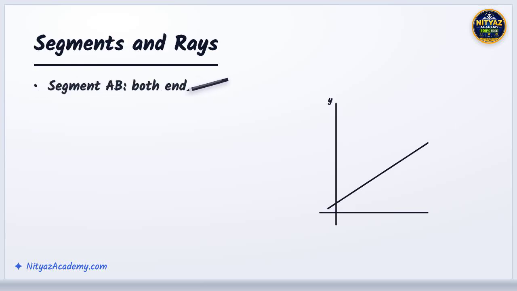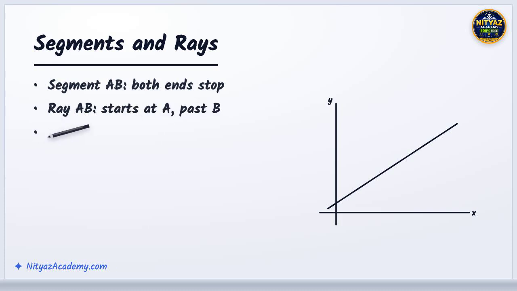Two special pieces come from a line. A segment, written AB with a bar, has two endpoints and a fixed length. A ray starts at one point and goes forever through another. Order matters, so ray AB begins at A, and points that all sit on the same line are called collinear. Watch how I name each one carefully.